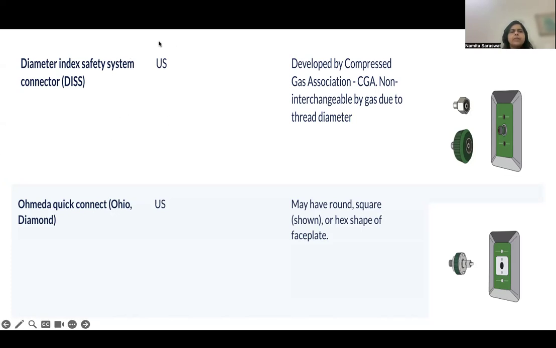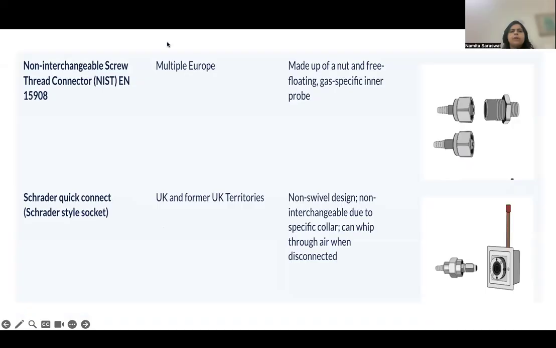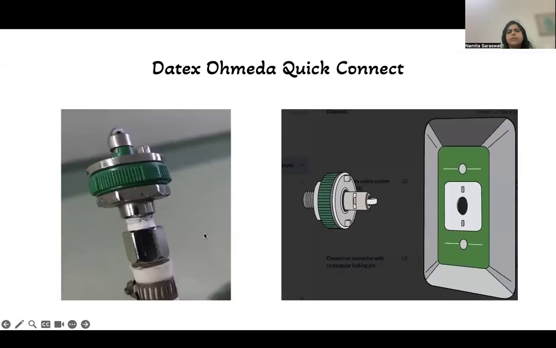The second, this is mainly used in the US, and this Ohmeda quick connector is also mainly used in the US. When we talk about Europe, there the safety feature is NIST, the non-interchangeable screw thread connector. The Schrader quick connector is also used in the UK and UK territories. You can see this is the Datex Ohmeda quick connect. In our hospital, the machine pipeline inlets are Datex Ohmeda quick connect. You should go to your hospital inside the OT and find out what kind of connector has been used in your hospital pipeline system.